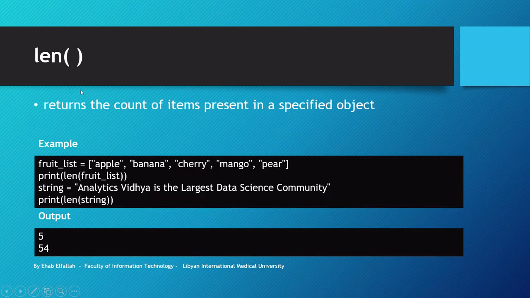Len, this function we have seen before in our previous exercises. So the len will receive any object, whether a tuple or a list or even a string, and it will return the number of items or count of items in the specified object. So here we have a list. It contains several items, and if we print the len of this list, it will be 5, because 1, 2, 3, 4, 5. This list contains 5 items.